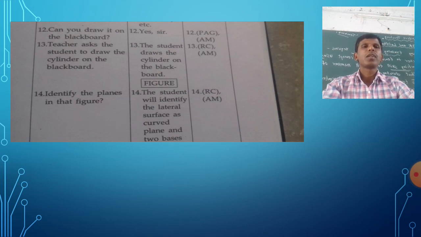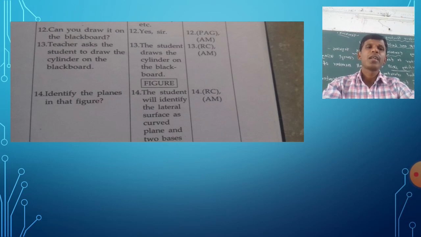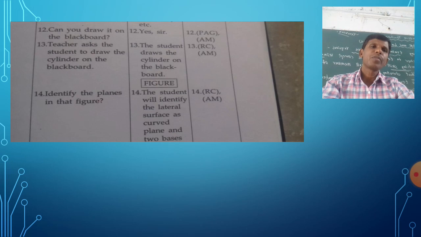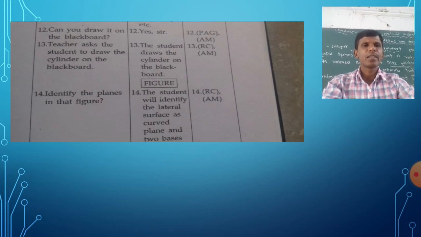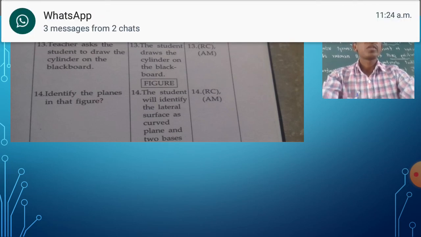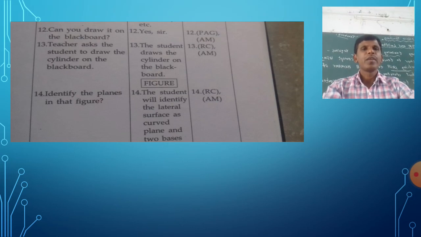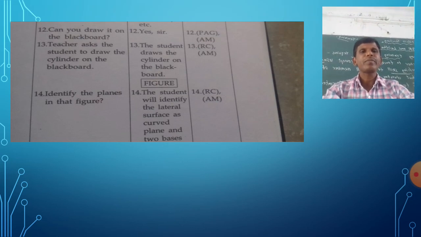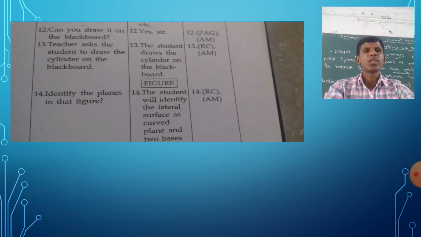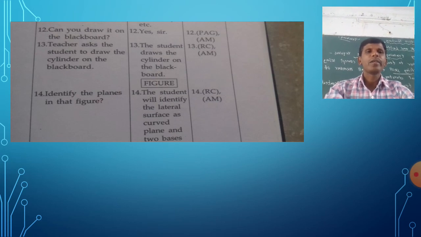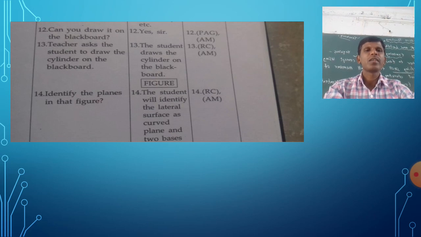So the teacher asks the students to draw the cylinder on the blackboard. The student draws the cylinder on the blackboard. This is called relevancy and continuity and arousing motivation. So the teacher is trying his level best to motivate the students towards his lesson. Then identify the planes in that figure. Automatically the students will identify the planes, one is lateral surface, as curved plane, and the 2 bases.